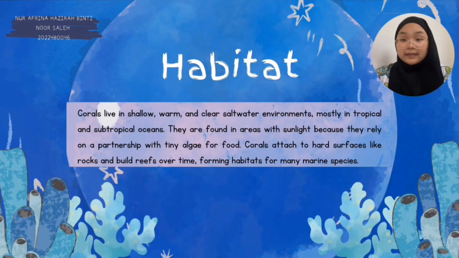Moving on to the habitats. Corals live in shallow, warm, and clear saltwater environments, mostly in tropical and subtropical oceans. They are found in areas with sunlight because they rely on a partnership with tiny algae for food. Corals attach to hard surfaces like rocks and build reefs over time, forming habitats for many marine species.